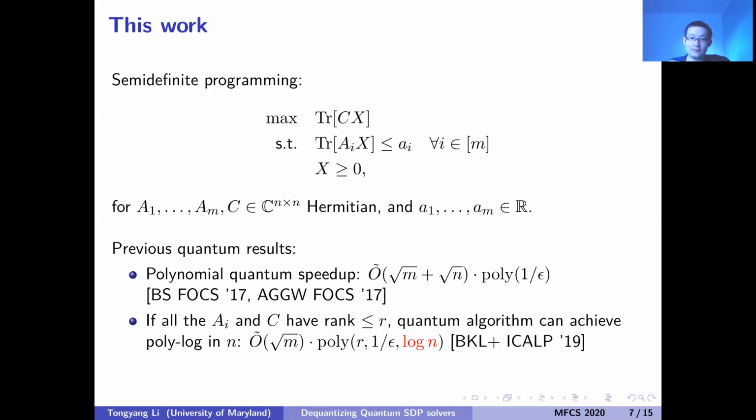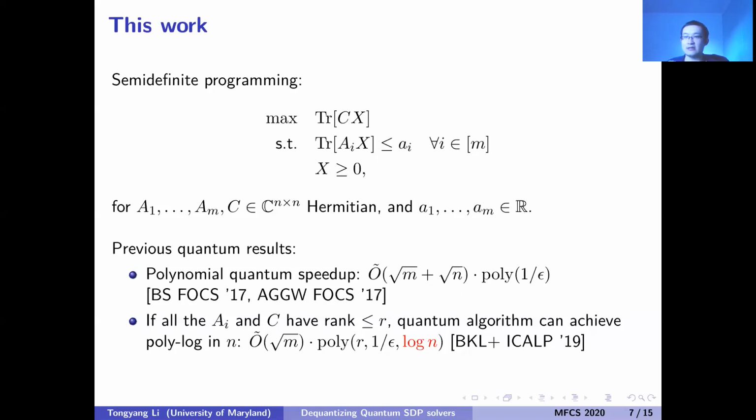Furthermore, there is a work showing that even for low-rank cases, where the constraint matrices Ai and also the target matrix C have rank at most r, a quantum algorithm can achieve polylogarithmic dependence on the dimension. That is to say, we can still keep the square root of m complexity dependence on the number of constraints. But on the other hand, there is a polynomial dependence on r instead, and the polynomial dependence on n goes away and actually becomes a polylog dependence.